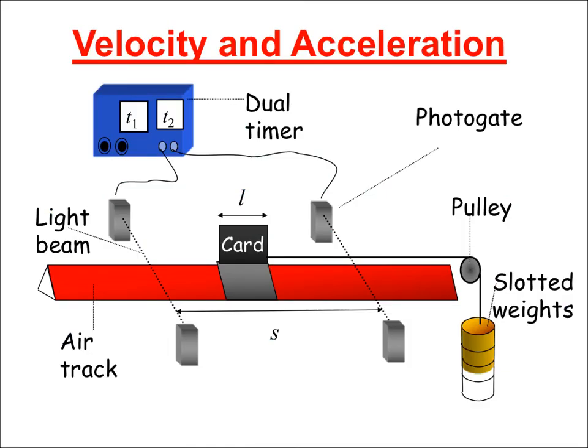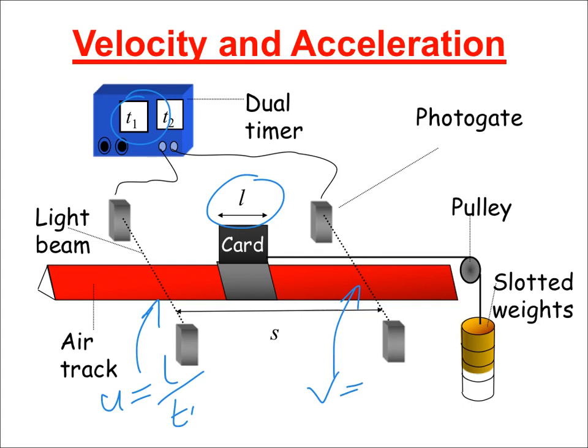Okay, this is the standard experiment done. You can do it with a motion sensor, you can do it without. This is the velocity and acceleration experiment. In this case, we're looking at the time it takes for the card to pass through the light beam, and then the length of the card, which is L, divided by the t gives us our velocity. So the velocity u from this section there is the length L of the card over t1, and the velocity v, the final velocity from that section, is L divided by t2.